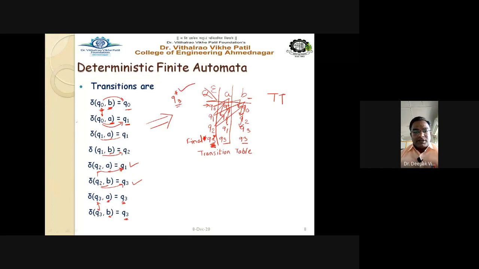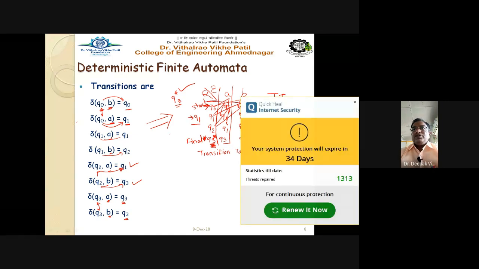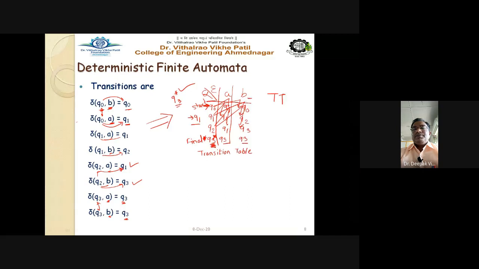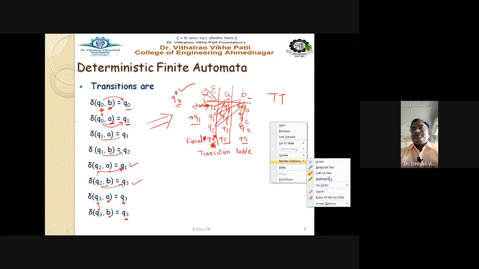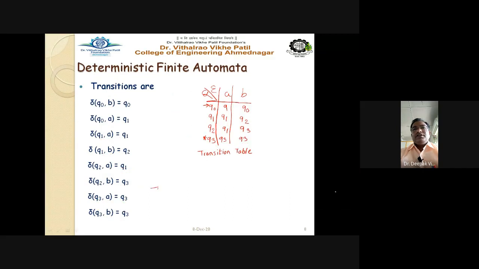While drawing the transition table, you can mark a star to identify the final state, and you can mark an arrow here. That arrow indicates your start state. That means if the state is, suppose, q1, I can say that q1 is the start state, for your understanding, while marking the transition table. And finally, we can have the DFA drawn like this.